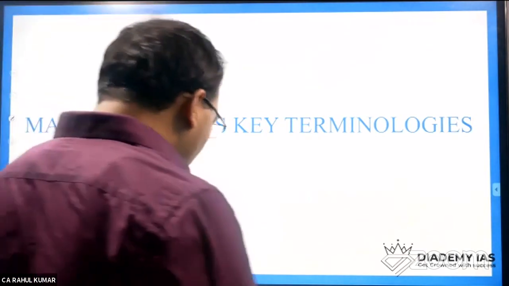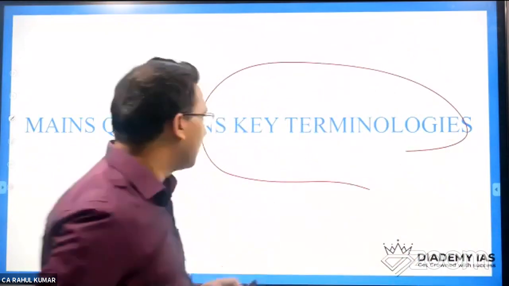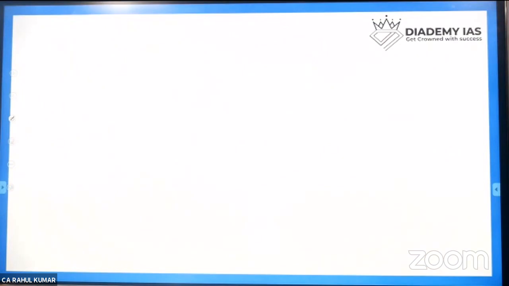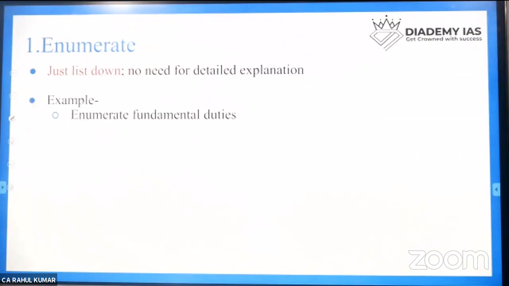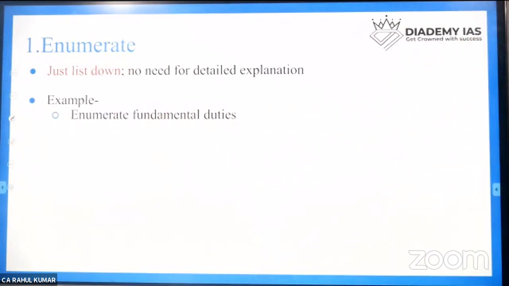Yeah. So now coming to the main questions, key terminologies, right? So there are various terms which are there. So for example, the first is enumerate, right? The first word is enumerate. So what is the meaning of enumerate?